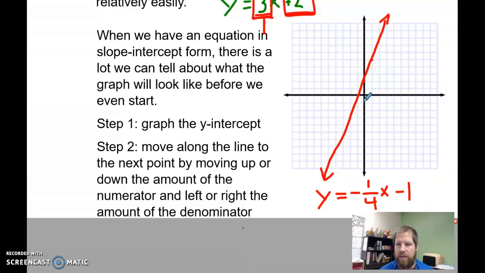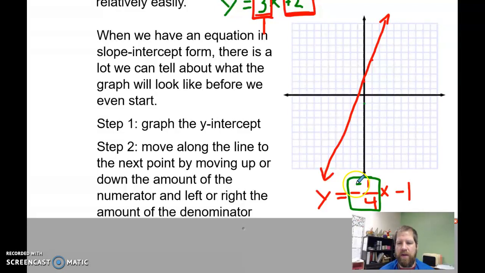All right. So I can tell a lot of things from this line already, but let's go ahead and start it. I'm going to come down 1. That's going to be my y-intercept at -1. And then my slope is going to be a -1 over 4. The way I always do this is I take my negative and I associate it with my numerator. So I have a -1 over 4.